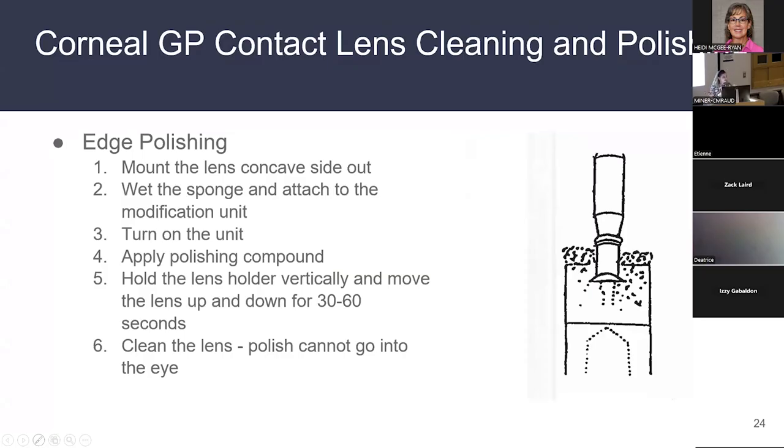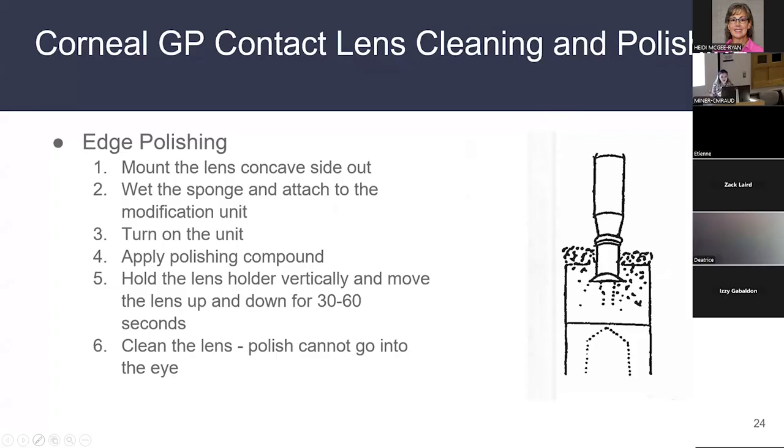You'll mount the lens on your lens holder, and then you want to make sure that the sponge is nice and wet, so either running it under some water and giving it a little squeeze, or just making sure it's moist, and then place it onto the modification unit. Then you turn the unit on. Now, if you notice, you turn the unit on and then you put the polish on top of the sponge. If you do it in the opposite order, your polish is going to go all over your modification unit and it's just messier to clean up. It doesn't do anything detrimental, but it will save you a little time.